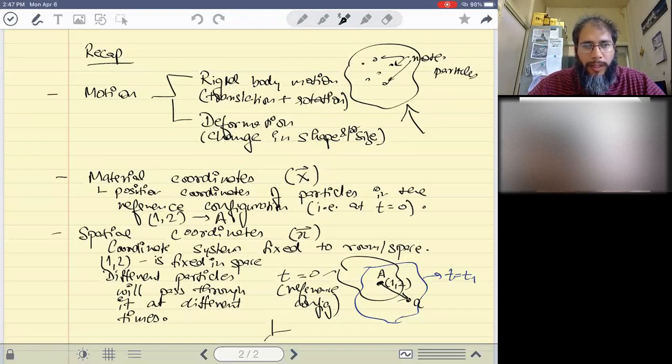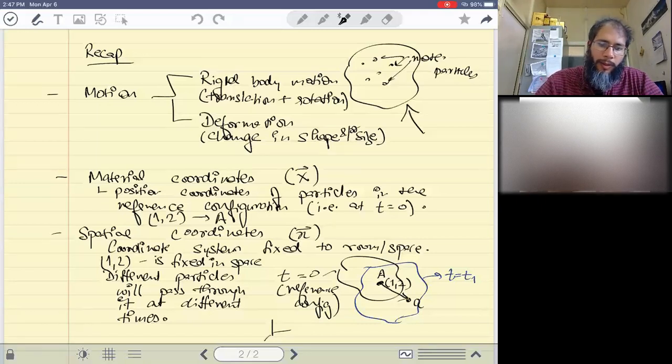Now the spatial coordinate system is always fixed in space. So what you do is at 1, 2 in space, you fix a probe, and then you see which particle flows through it. And sometimes you may have no particle at 1, 2 in space. So the spatial coordinate system refers to a coordinate system which is fixed to your room or space. We'll use this again and again, and the idea will get reinforced in time.